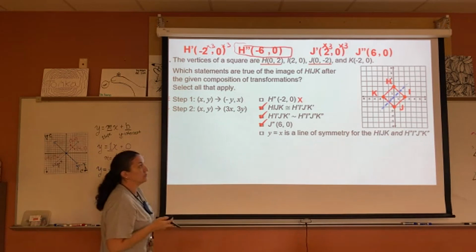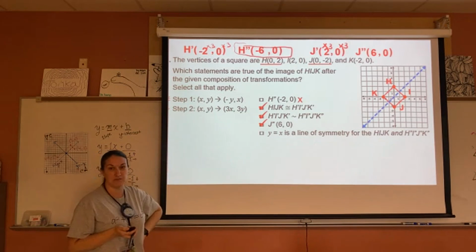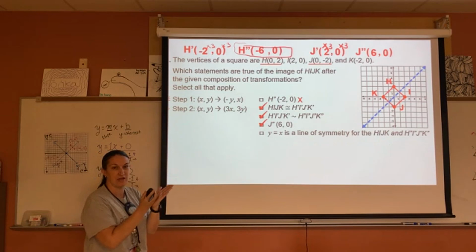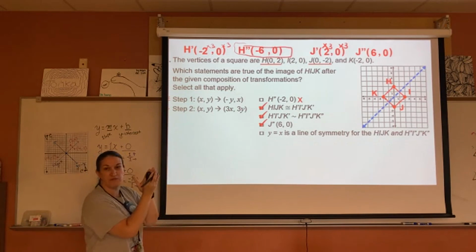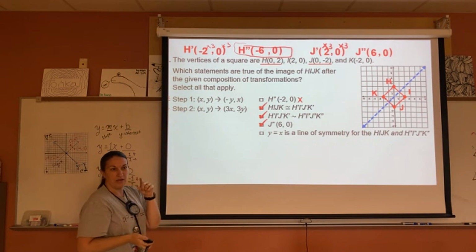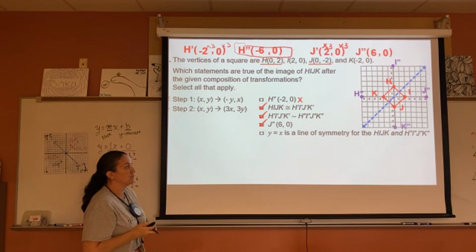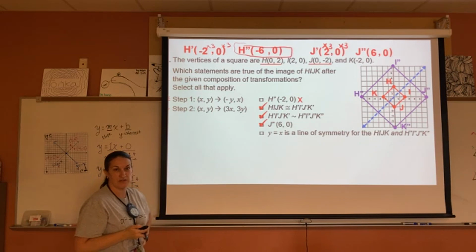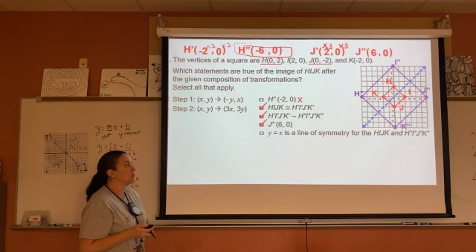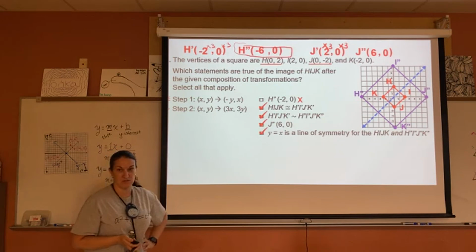So here's the original, here's our line. Would you say it's a line of symmetry? That means it divides it exactly in half. If you folded the figure on that line, it would match on both sides. Yes, well, here's the double prime. Would you also say it's a line of symmetry for that figure? Yes. So then we would select this one.